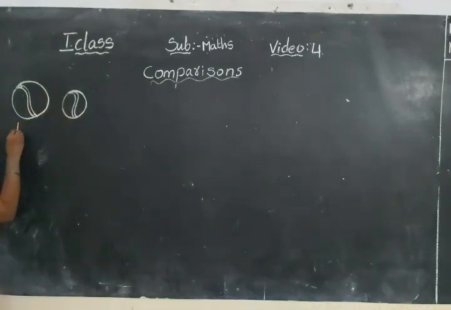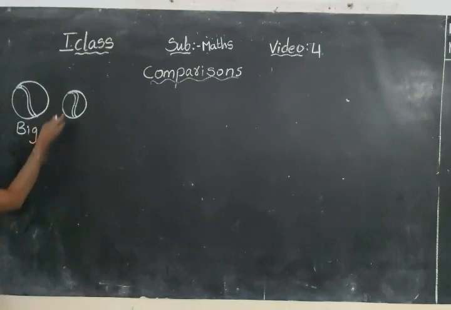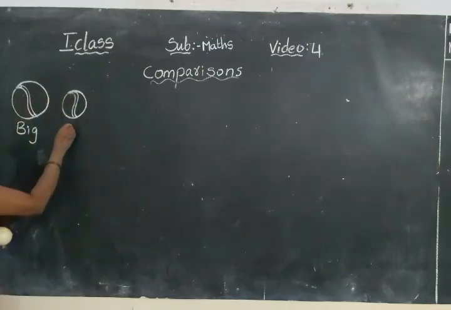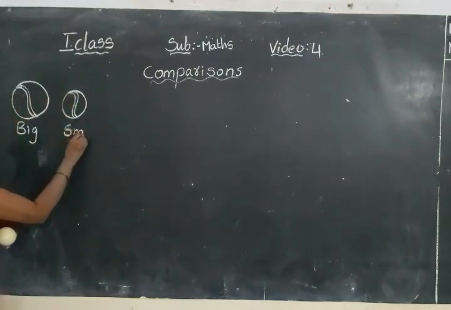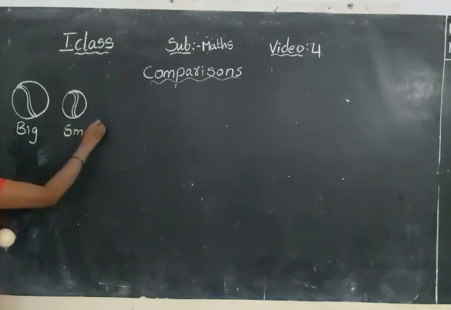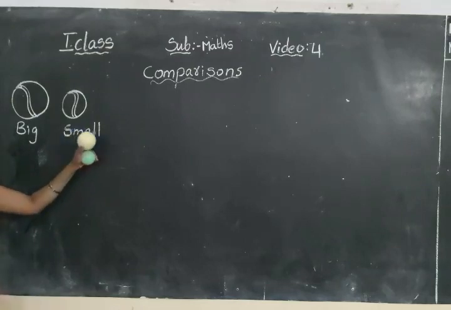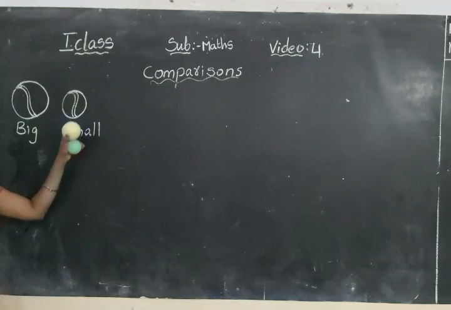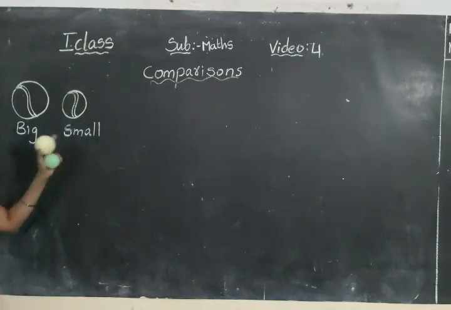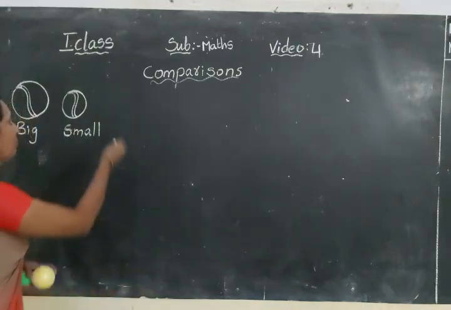This is big. B-I-G, big. This is big, and this is small. S-M-A-L-L, small. This is the big ball and this is the small ball. Here, what do you observe? You are observing these two objects and comparing them.